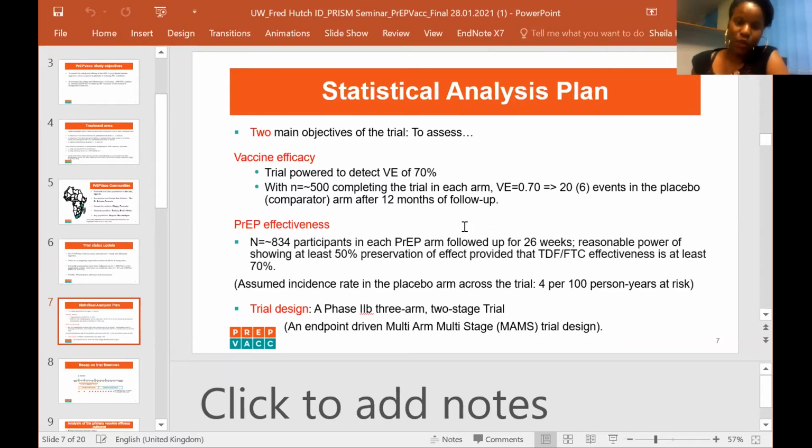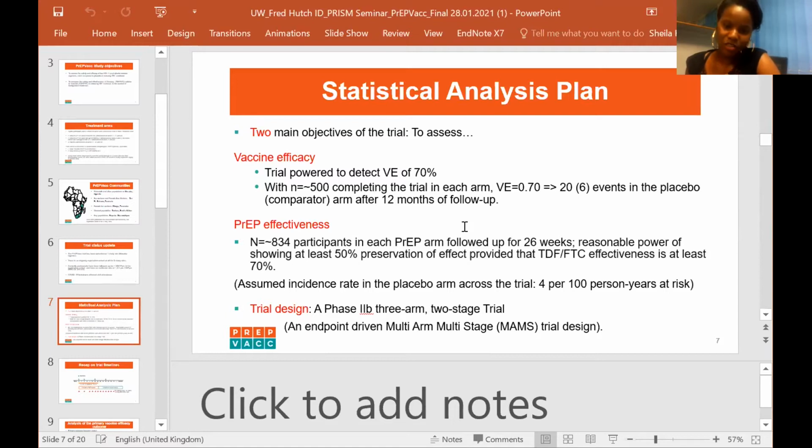Then for the PrEP effectiveness, we estimated that 834 participants, if you split our entire trial population into the 2 arms, followed up for those first 26 weeks, provide reasonable power, about 90% power, to show that Descovy has at least 50% preservation of effect, provided that Truvada effectiveness is at least 70%. So if Truvada is at 70%, we have enough power to show that there is at least 50% preservation of effect by the Descovy arm.